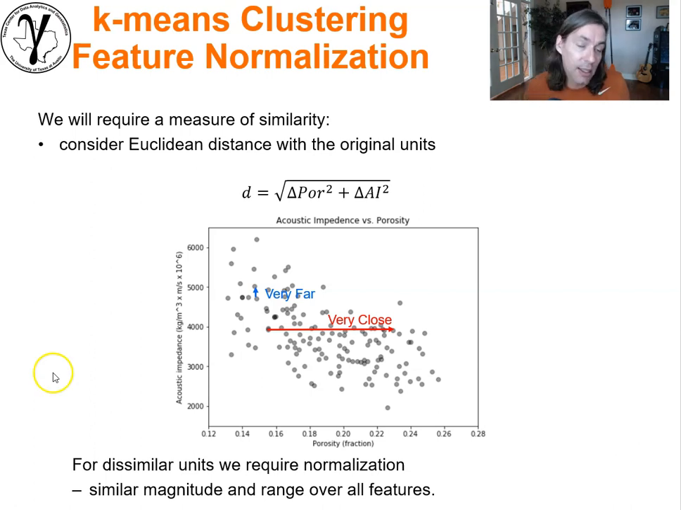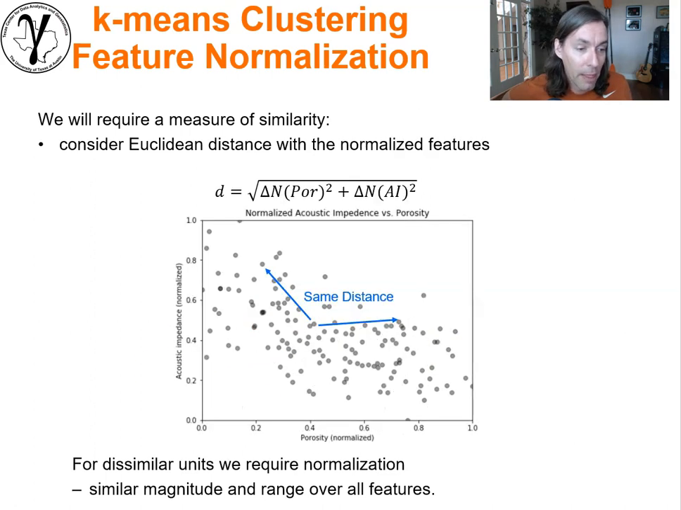Why? Let's look at this data set right here. Acoustic impedance is going between 2,000 and 6,000. Porosity, 0.12 to 0.28. What's going to happen is any samples that have any offset in the vertical direction are going to look like a big difference or big distance. And any samples that have an offset in the horizontal location are still going to seem very close to each other. And that's going to affect the geometry of the clusters that we're going to form. So we want to remove that. We're going to go ahead and standardize.